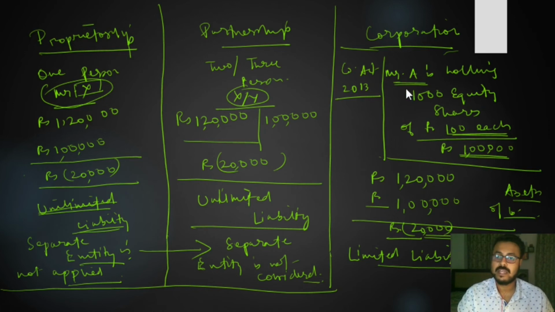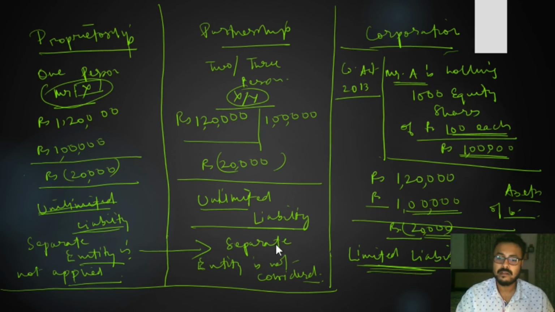But Mr. A will enjoy the limited liability, where he will only pay 1 lakh, because this is the value he is holding in the corporation. He doesn't hold 1,20,000 shares. He is only holding rupees 1 lakh share. So he will be paying only 1 lakh, not 1,20,000. This clause, unlimited liability and limited liability, differentiates between proprietorship, partnership and corporation.